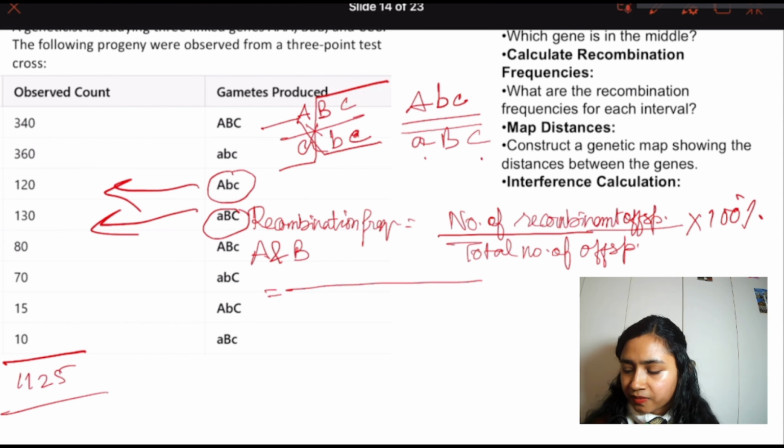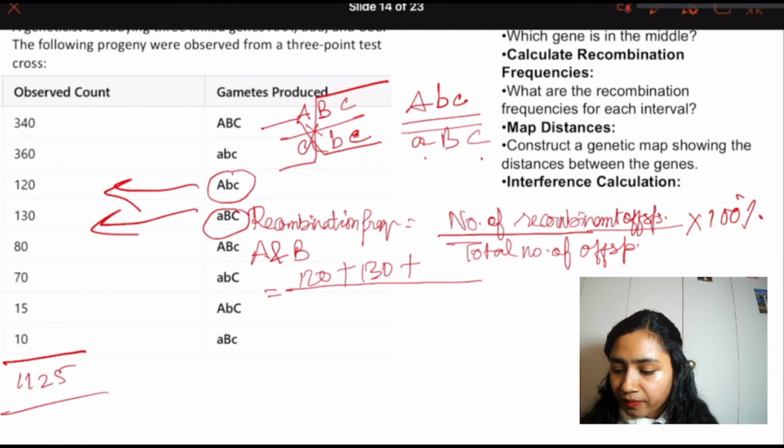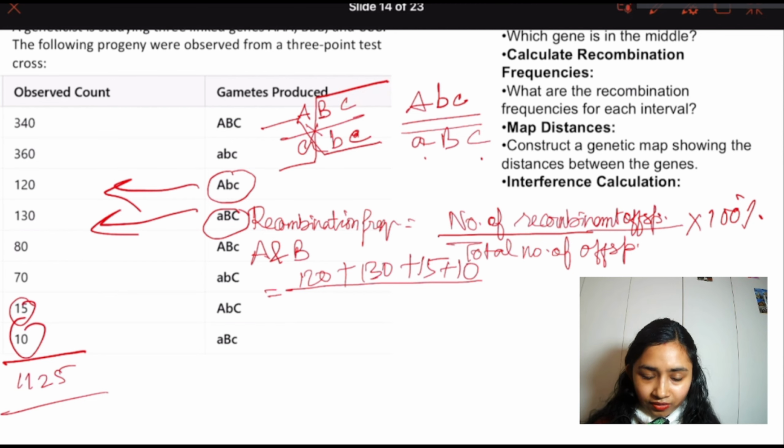So their numbers must be written. So number of recombinant offspring, the formula. So recombination frequency between A and B is 120 plus 130 plus the DCO, the number of DCO, because you know in the DCO also there is the presence of A and B. What is DCO? DCO is the double crossover between A and B and B and C. But in the recombination frequency between A and B, there is a percentage of DCO, because DCO comprises A and B and B and C.